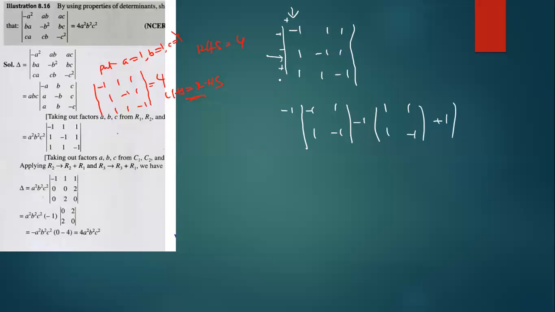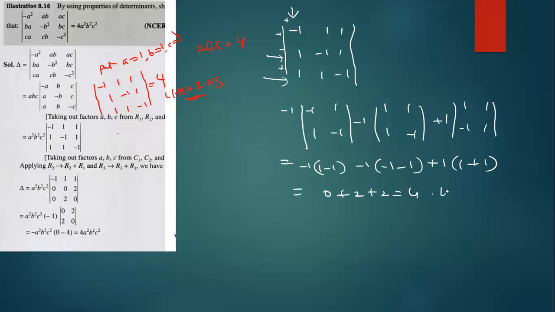Plus 1 into, remove this row and this column: 1, 1; minus 1, 1. Please check it, all of you. How much is coming? 1 minus 1. Minus into minus 1 minus 1. 1 into 1 plus 1. So 0, 2, 2, answer 4. This is the LHS, dear students. So what is the RHS, dear students? Therefore, LHS is equal to RHS.